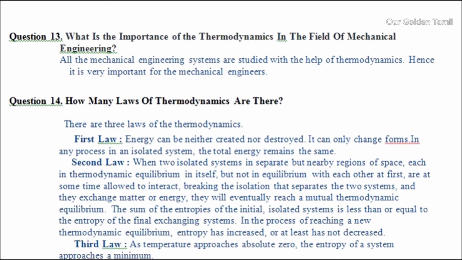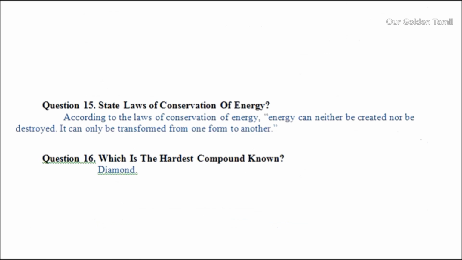The sum of the entropies of the initial, isolated systems is less than or equal to the entropy of the final exchanging systems. In the process of reaching a new thermodynamic equilibrium, entropy has increased, or at least has not decreased. Third law: as temperature approaches absolute zero, the entropy of a system approaches a minimum. Question 15. State laws of conservation of energy. According to the laws of conservation of energy, energy can neither be created nor be destroyed. It can only be transformed from one form to another.